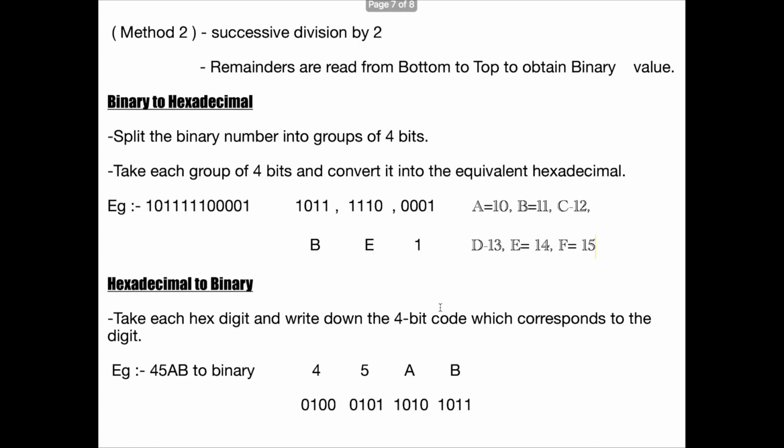Method 2 is where you divide 170 by 2. You obtain the remainders and read them from bottom to top in order to obtain the binary value.